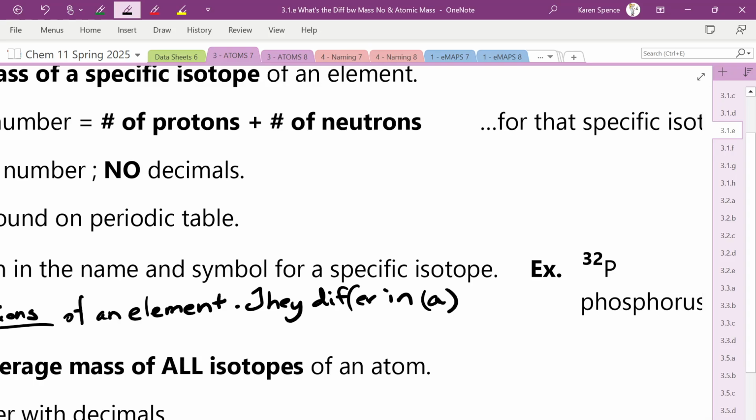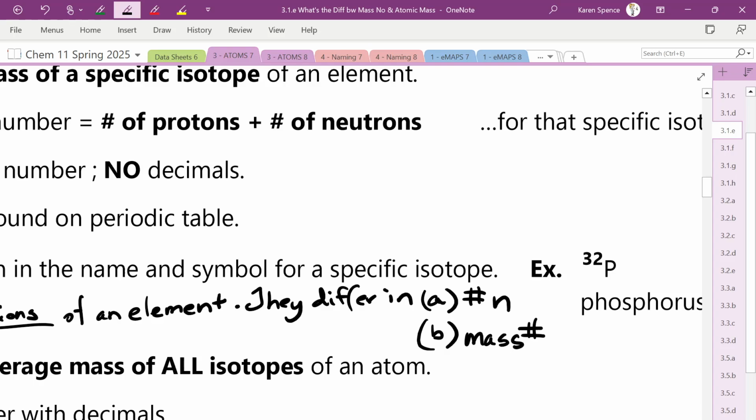I'd like someone other than Delcine to answer me. Not because I don't want to hear from you, but I'd like to hear from somebody else for once. What is different about isotopes? Yes. Different numbers of neutrons. Okay, so they have a different number of neutrons. And if they have a different number of neutrons, what else will be different about them? Their mass number, yes.